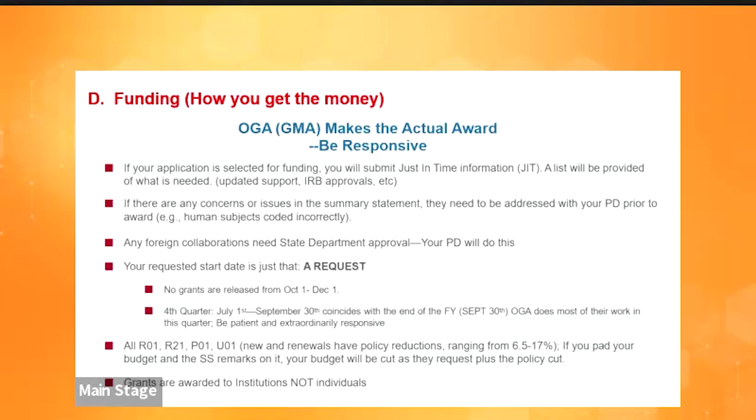Also, start dates are a request. It's not the start date. So if you are going to ask for your start date to be between October 1st and December 1st, you're going to get funded December 1st. The government ends its fiscal year September 30th, and between October 1st and November 30th, that's when they do all their audits and everything at the grants management area. So they don't issue any grants till after December 1st. And also we usually don't have a budget, so we don't have pay lines.